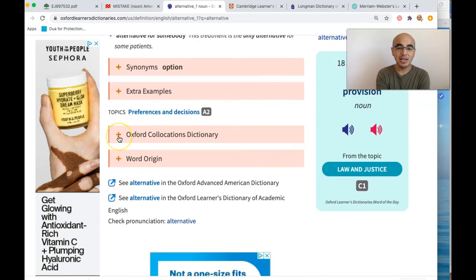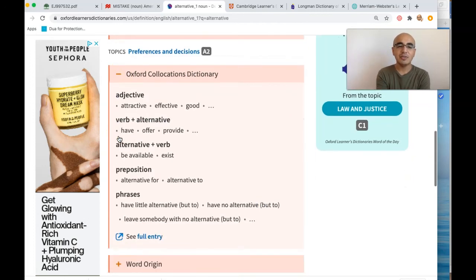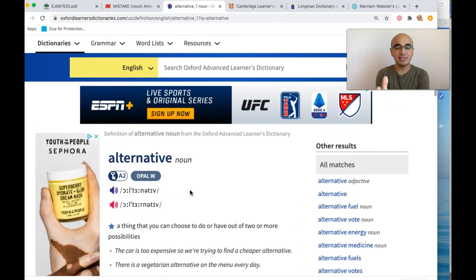Oh, it's also connected to the Oxford Collocations Dictionary, right? So if the students want to know what kind of verbs to use with alternative, what kind of adjectives to use with alternative, and phrases associated with alternative, here it is, right? So again, this dictionary is also designed for learners of English.